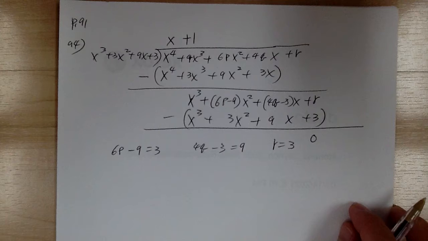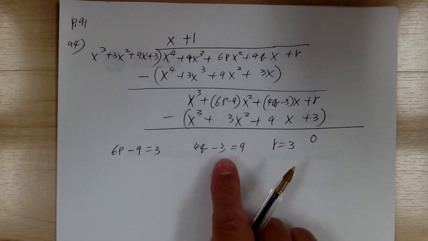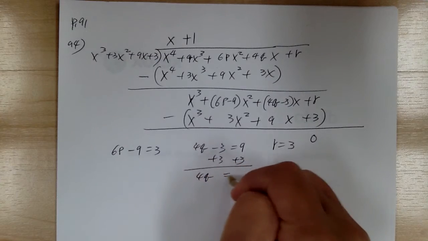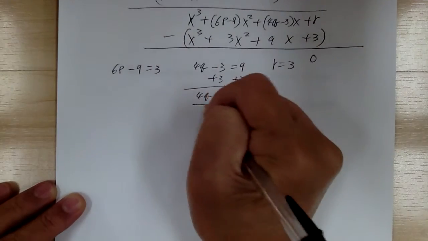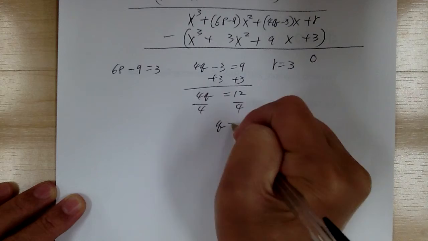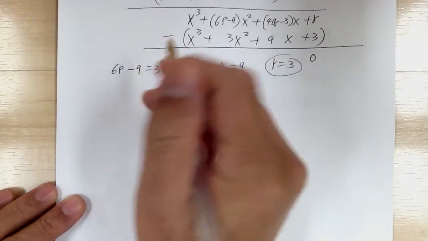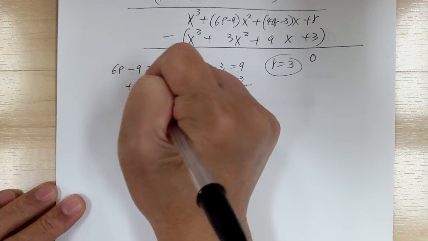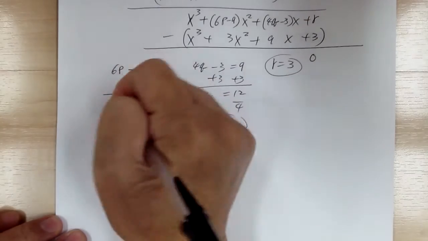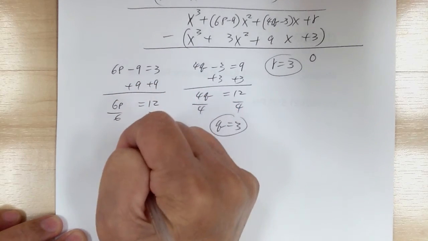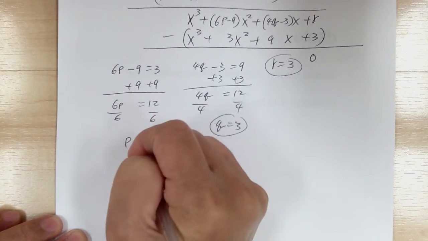So from here this one we can solve. We can plus 3. So you got 4q equal to 12. Divide by 4, so q equal to 3. So we got r, we have q. Now to find p, plus 9 on both sides. So you got 6p equal to 12, divided by 6. So p equal to 2.